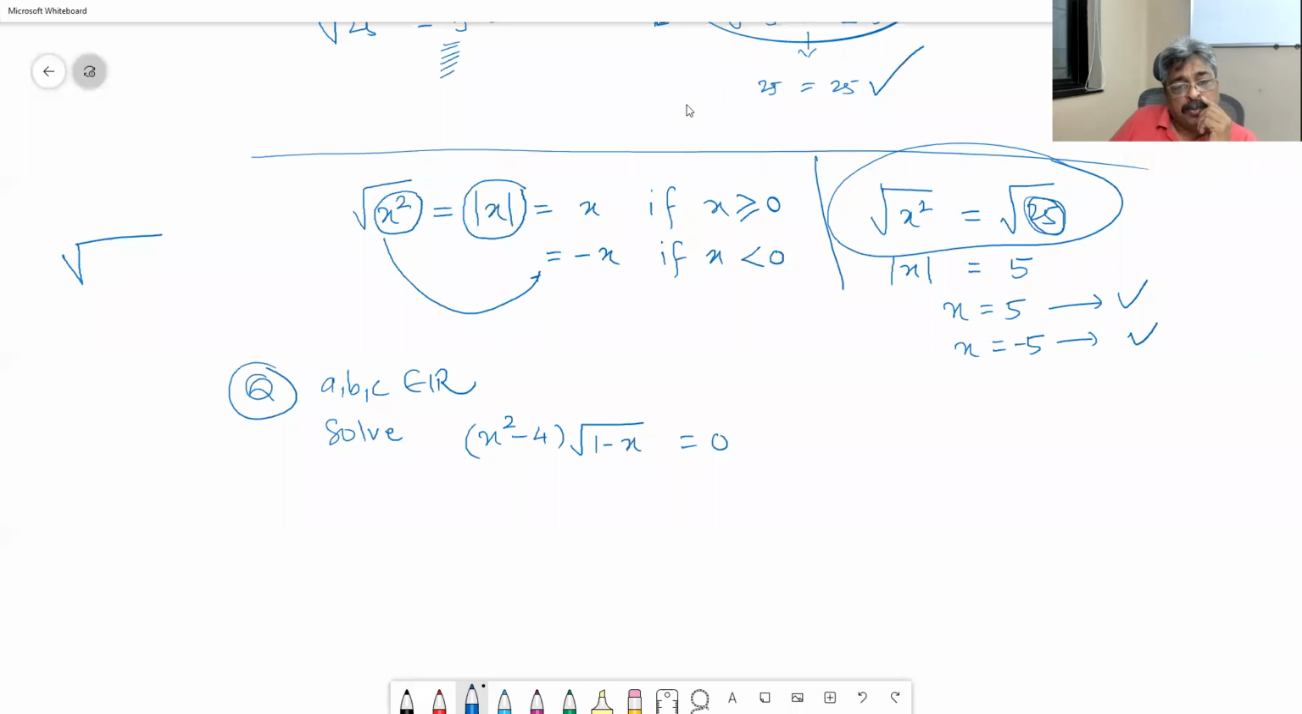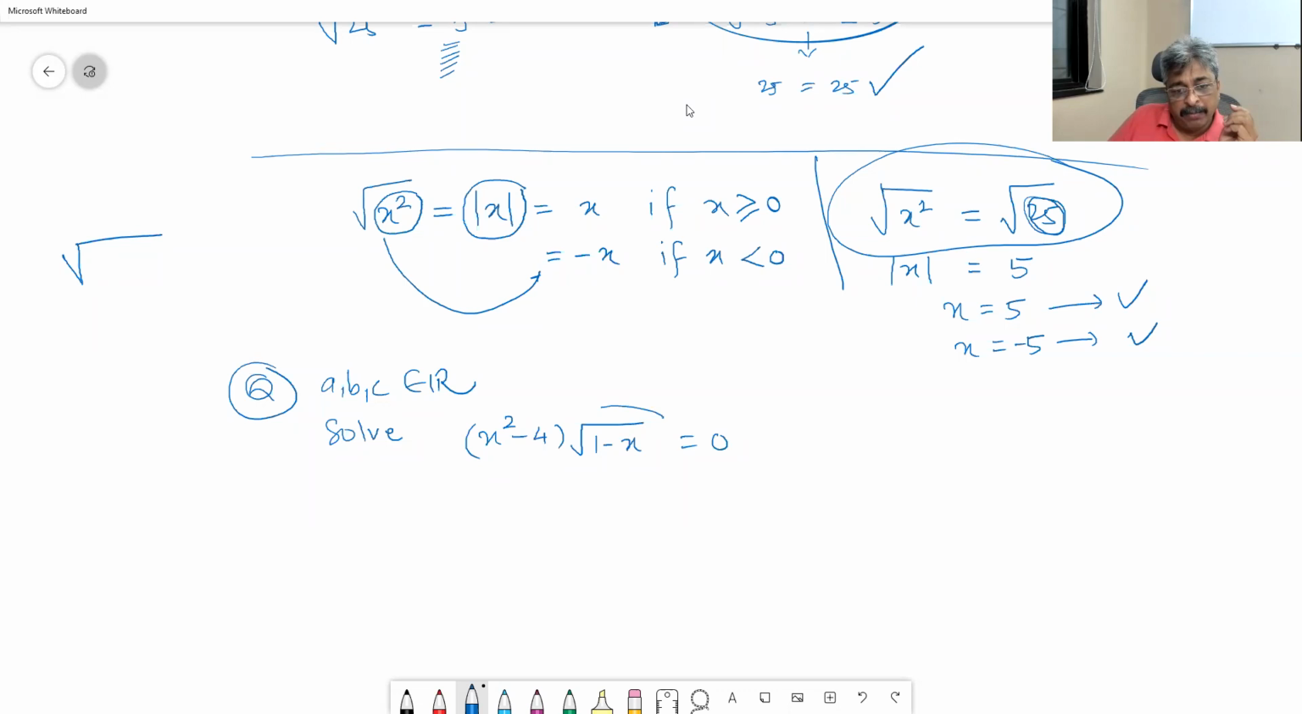Now in this problem you are forced to make a mistake because this is anyway factorized. Either this should be 0 or this should be 0, or maybe this should be 0. For two values of x, x is equal to 2 and x is equal to minus 2. This will be 0 if x is equal to 1. So you will get three values of x.